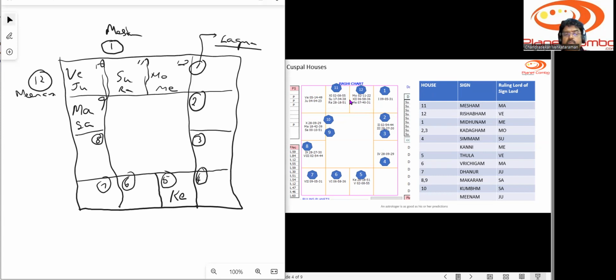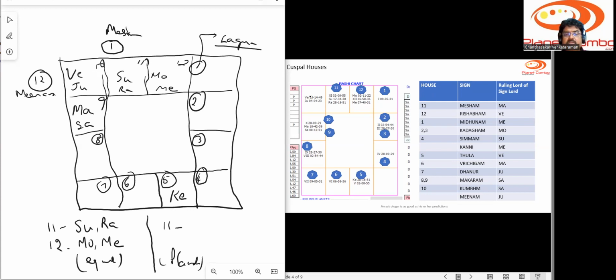Now let's look at the equal model. In the equal model, what are the planets in the 11th house? The 11th cusp, the planets are Sun and Rahu. The 12th cusp, it's Moon and Mercury. This is the equal model.